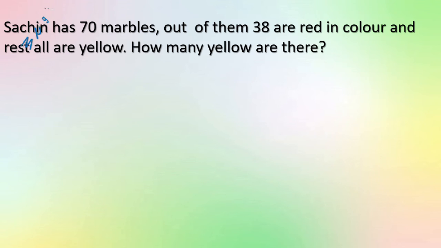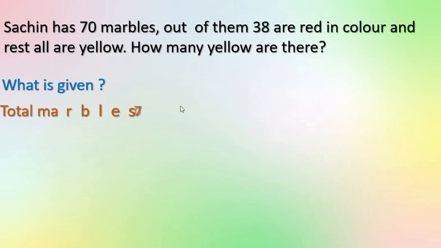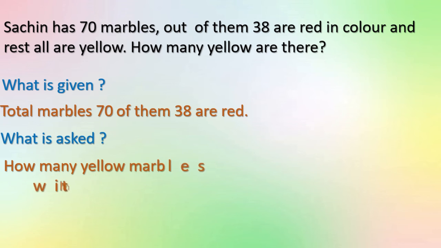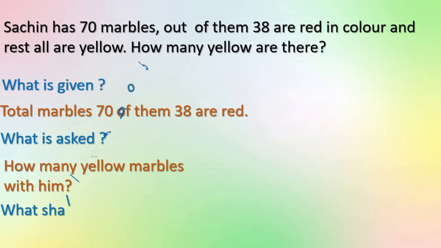Here what is given? Yes, Sachin has 70 marbles. That is given, and out of them 38 are red. This much is given. Now what is asked here? What to find out? Yes. How many yellow marbles with Sachin? That we have to calculate. What shall we do now? How we will find out the answer?